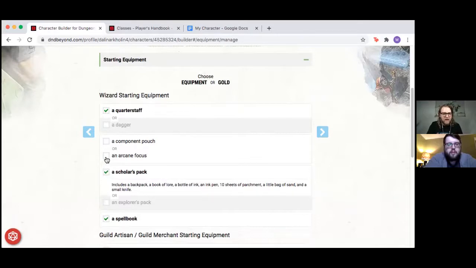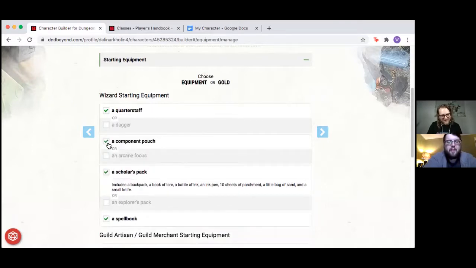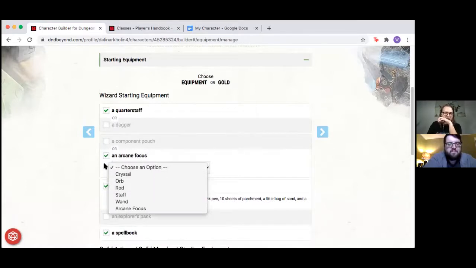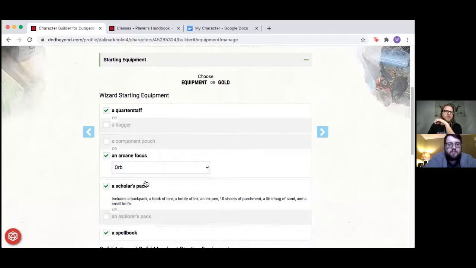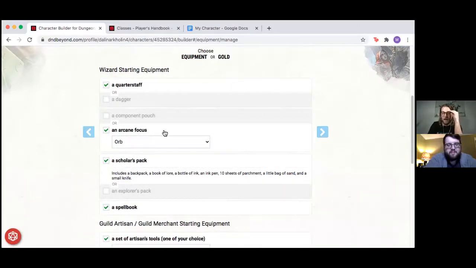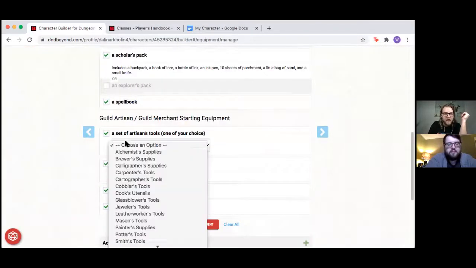All right. Oh, this is tough. Arcane focus. What'd you say? I said a component pouch or a focus. Yeah, I'm definitely going to go with the arcane focus and take an orb, because a dragonborn with just three fingers and a thumb, here, let me get that. There you go. With talons holding an orb is pretty cool. We'll worry about the components. I'm going to have to buy a components pouch, but that'll be fine.